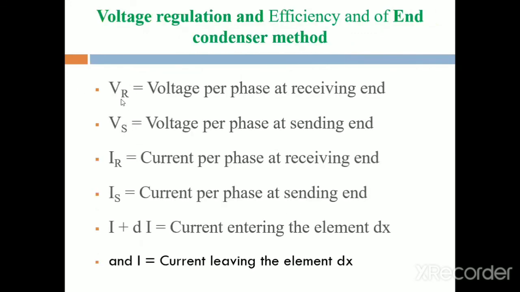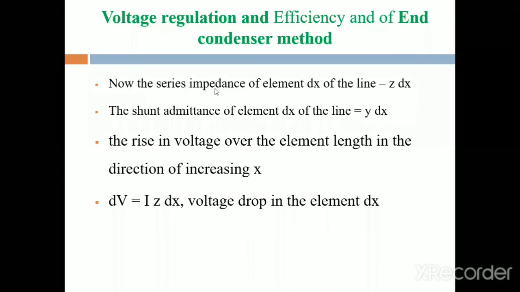We already know about VR, VS, IR and IS. The only new term is I plus dI, the current entering the element dx, and I is taken as the current leaving the element dx. The series impedance is z dx, and the shunt admittance is y dx. Therefore, the voltage drop in the small length dx is dv, and dv is equal to Iz into dx.